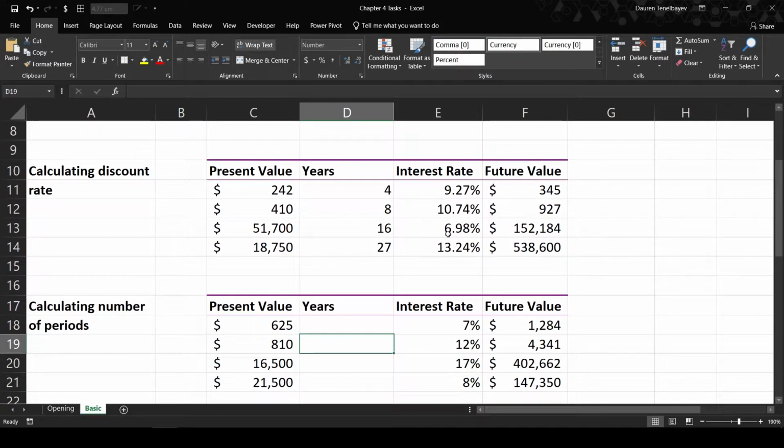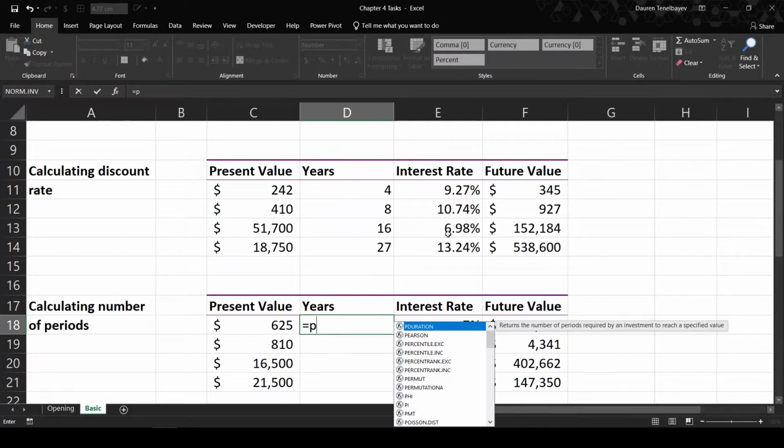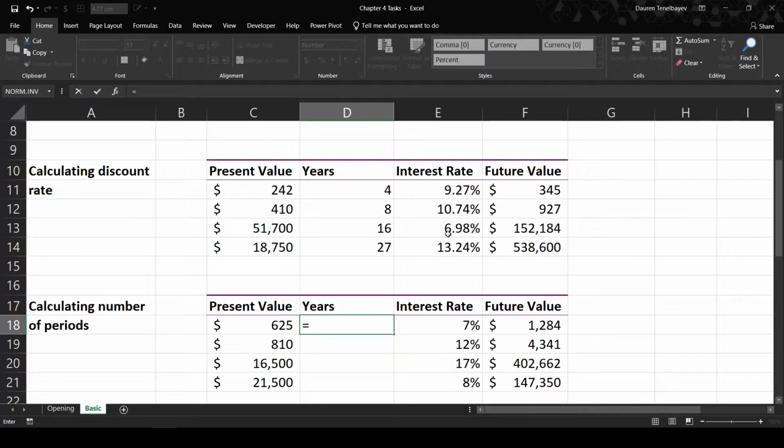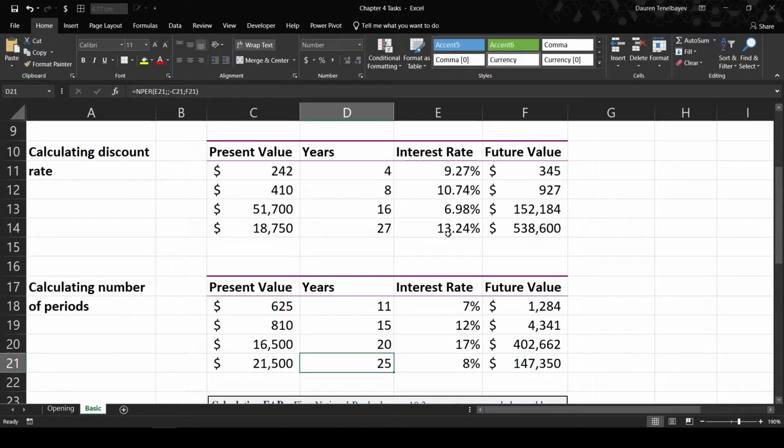To calculate the number of periods, we use the NPER formula, which stands for number of periods. Select rate, and we don't have PMTs, skip it. Negative PV and positive future value. And here we are. We will end up with just the number of years.